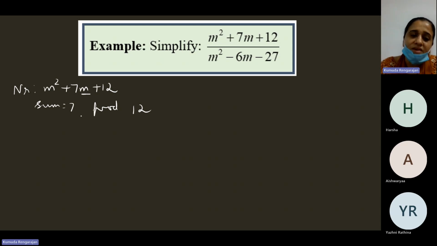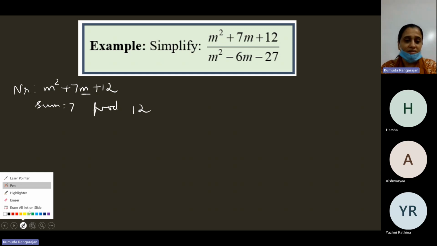When will you get sum 7 and product 12? Okay, then no, this cannot be done in a hurry. Anyway, we have already done this this year. I'll share a short video where I'll be explaining only this kind of factorization.